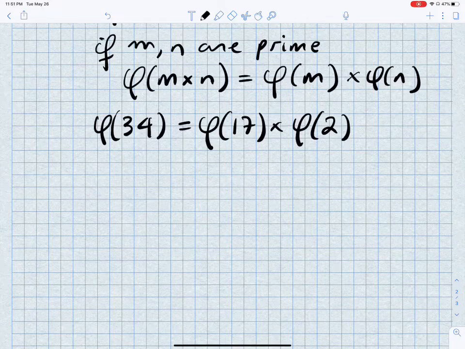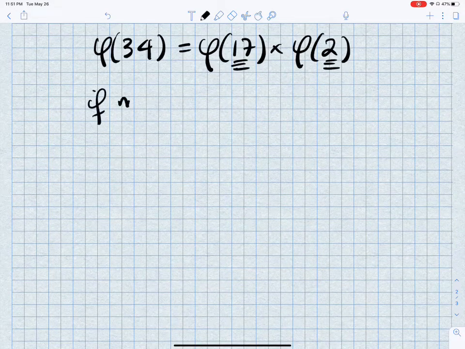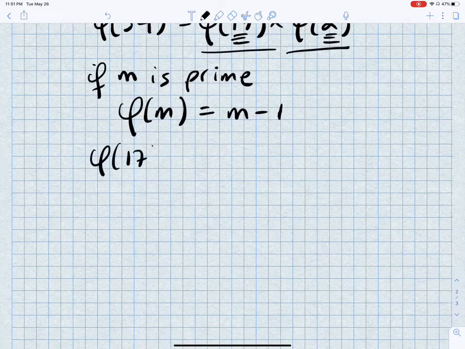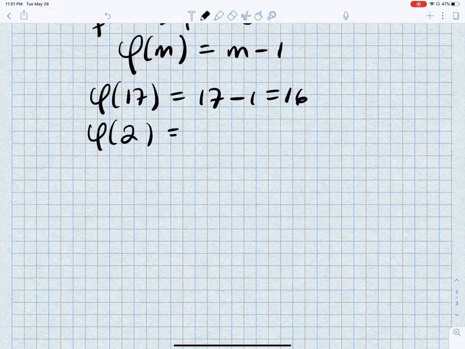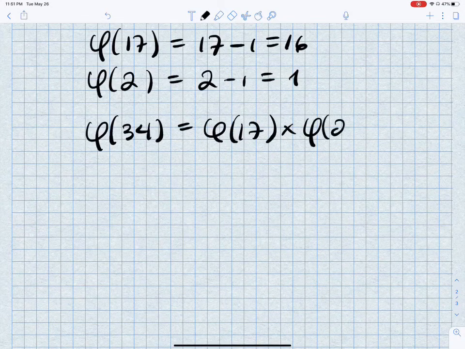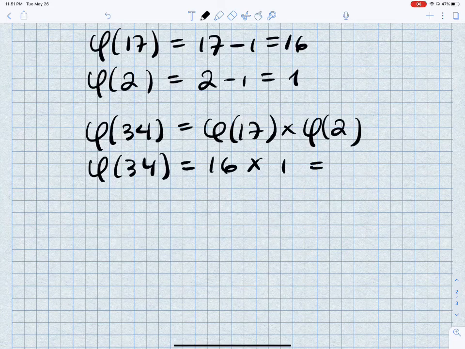All right, to keep simplifying this, we can use the fact that 17 and 2 are indeed prime, and we use the rule that if m is prime, then phi of m is just basically m minus 1. So if we apply that to both of these here, we can say that phi of 17 is just 17 minus 1, which is 16, and that phi of 2 is just 2 minus 1, which is just 1. So basically, if we plug that in, we end up with phi of 34 is equal to phi of 17 times phi of 2, which is equal to just 16 times 1, which is equal to just 16.